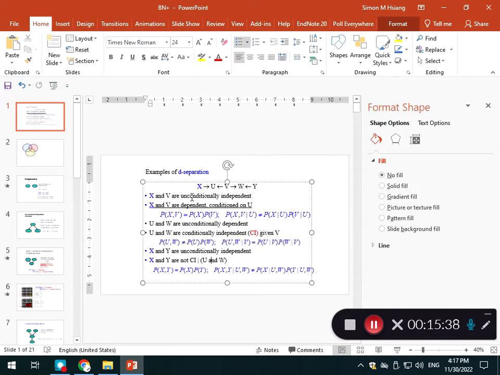And then X and Y are unconditionally independent. Why? Because they don't have a common ancestor. They don't have a grandpa or dad on their top. X and Y are not conditionally independent, okay?